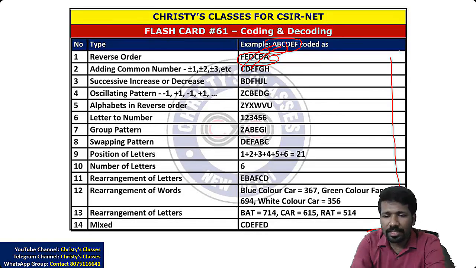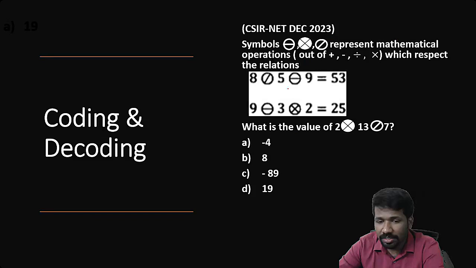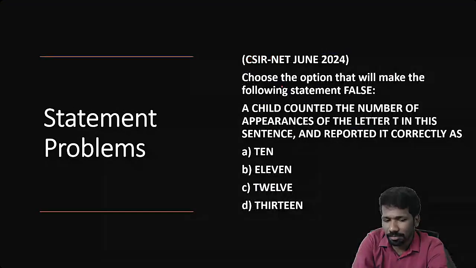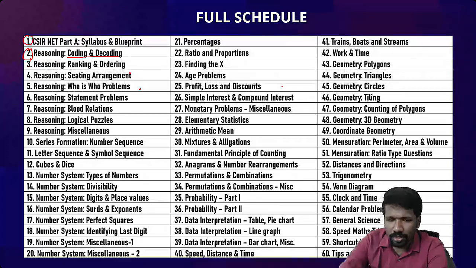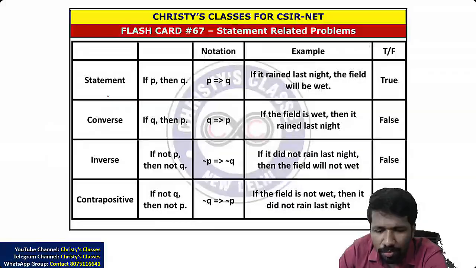So anyway, in coding decoding, this is the basic idea. One type of question is where a word is coded. Otherwise, there is number and symbol coding, this is an example of number symbol coding. So that is coding decoding. Next chapter is ranking and ordering. I have given a demo video on ranking and ordering also recently.